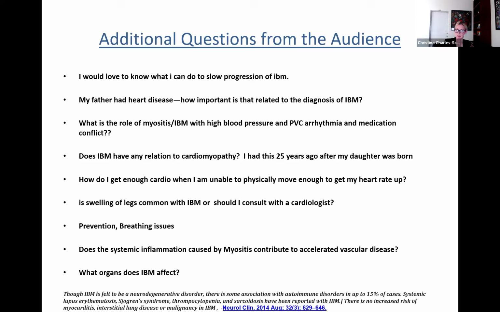And what organs does IBM affect? I put a little quote here from a paper, which was interesting because I think they're doing more research. I don't think that question is fully answered yet. What I put the quote in for is there's an association with autoimmune diseases, meaning other autoimmune diseases, lupus. And I certainly have IBM patients who also have lupus, right? And then everything goes out the window of just assessing IBM, because then you have another component you have to think about. 15% of cases in this report, right? They say here there is no increased risk of myocarditis, interstitial lung disease, or malignancy.